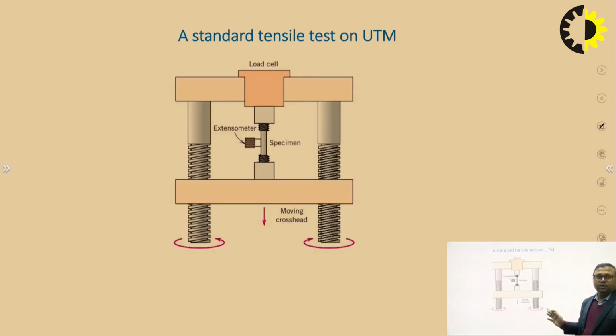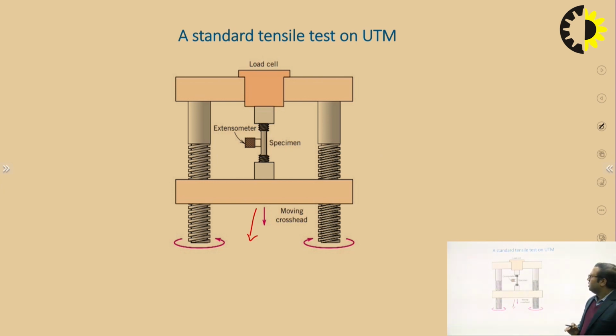So this is the standard tensile testing machine, which is the universal testing machine. And here the extensometer has been attached to this I section, which is known as the specimen, on which a particular tensile force has to be applied. This is the moving crosshead, which is going downwards. When this moving crosshead goes downward, this extensometer shows the reading of what elongation the specimen undergoes during the tensile test on this universal testing machine.